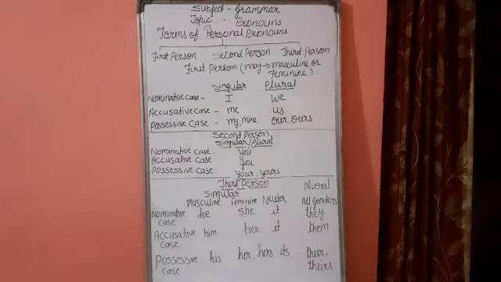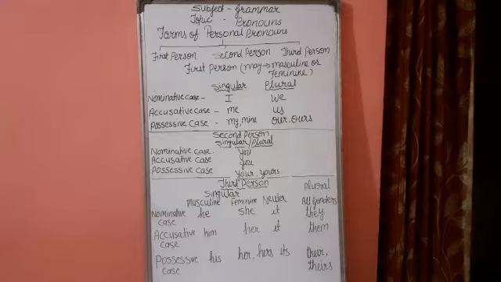In the second person, singular and plural for the nominative case and accusative case will be the same. You know, the second person is you. So for the nominative case, it will be you, either singular or plural, both the same. For the accusative case, it is you, similar. But for the possessive case, your, yours. Here, your is used as a possessive adjective and yours is used as a possessive pronoun.